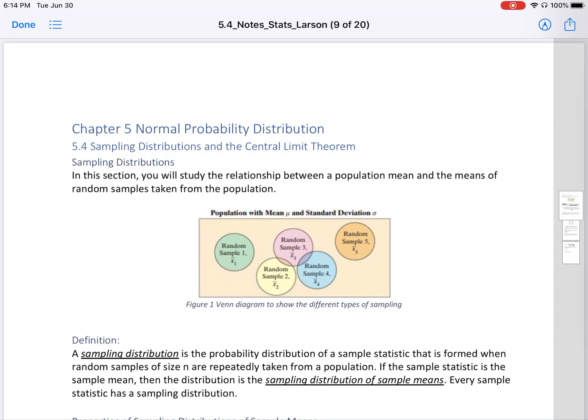Let's continue on with the last section that we're covering in this chapter. 5.4, Sampling Distributions and the Central Limit Theorem. Let's talk about the different types of sampling distributions.